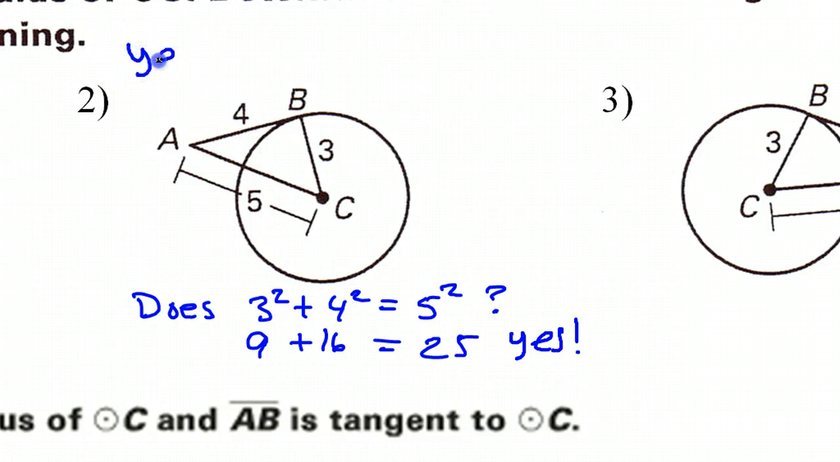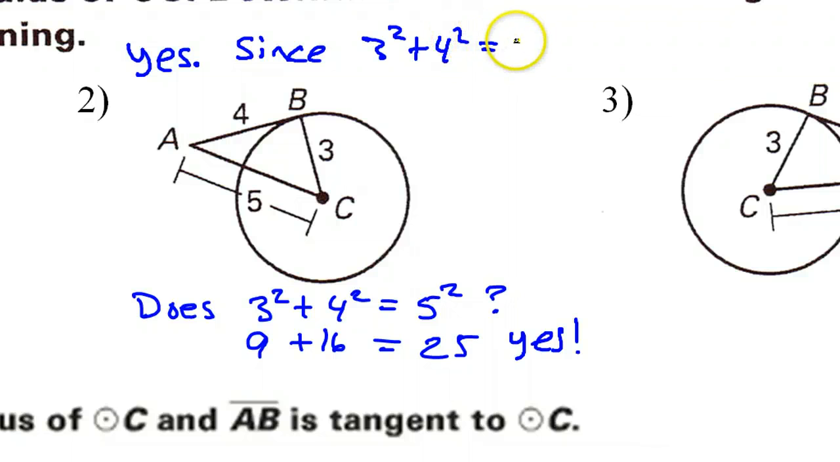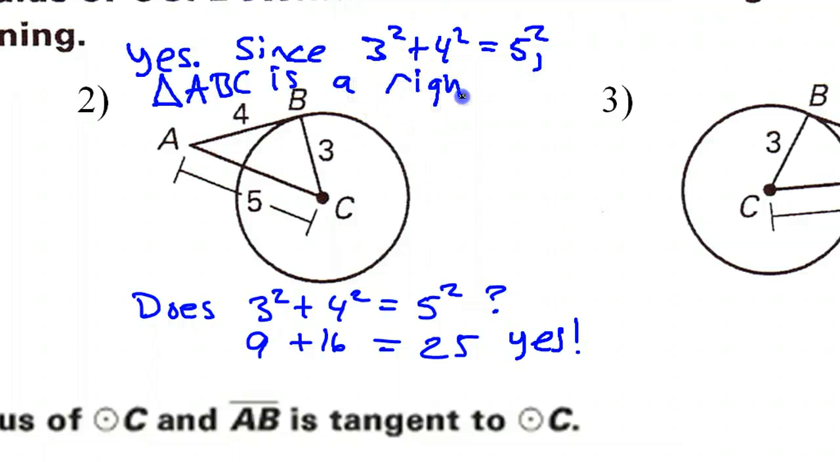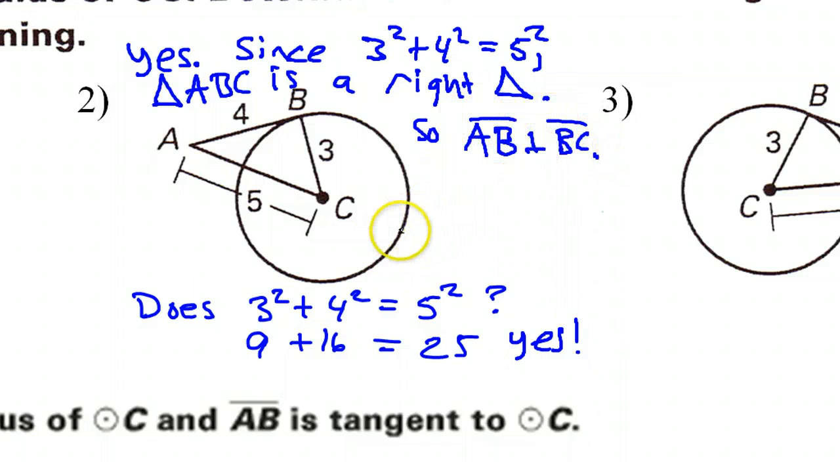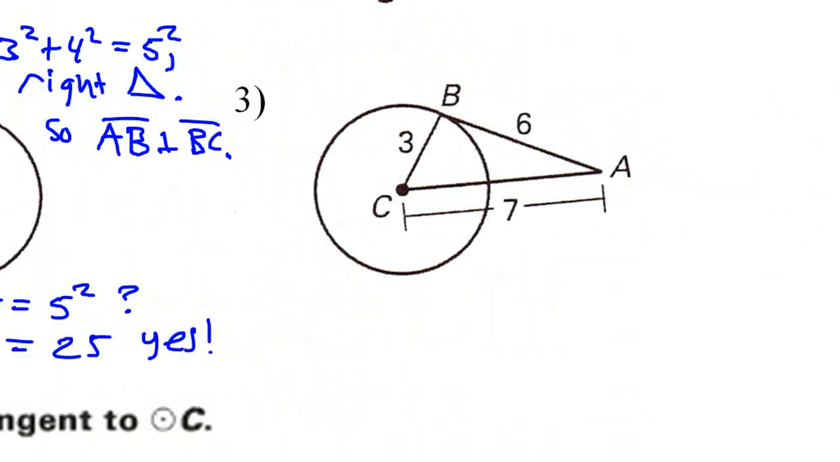So we will say yes. Since 3 squared plus 4 squared equals 5 squared, triangle ABC is a right triangle. So AB is perpendicular to BC. Okay, there you go for number 2.